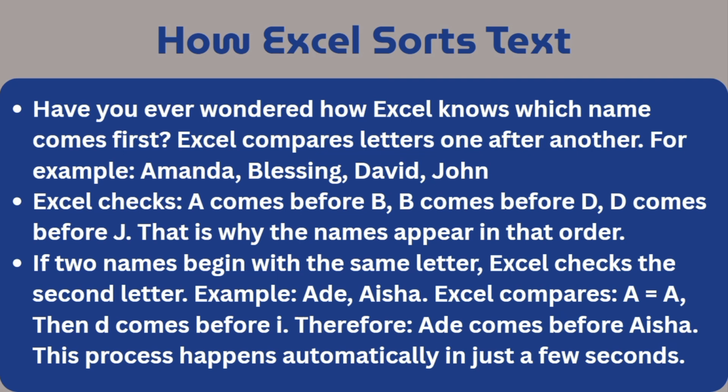How does Excel sort text? Have you ever wondered how Excel knows which name comes first? Excel compares letters one after another. For example, the first thing is to check the first letters. So you check A comes before B, B comes before D, D comes before J. And if the first letters are the same, you check the next letter. So if we have Adi and Aisha, we check both of them, they both start with A, then check the next letter, D and I. So Adi comes before Aisha.